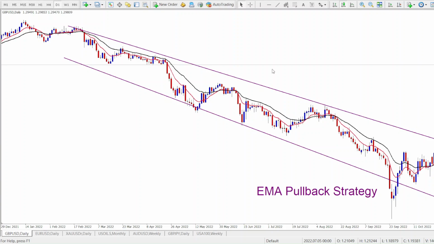All right, traders, that wraps up our deep dive into the EMA pullback strategy. I hope you found this information helpful and that you feel more equipped to implement this strategy in your trading.